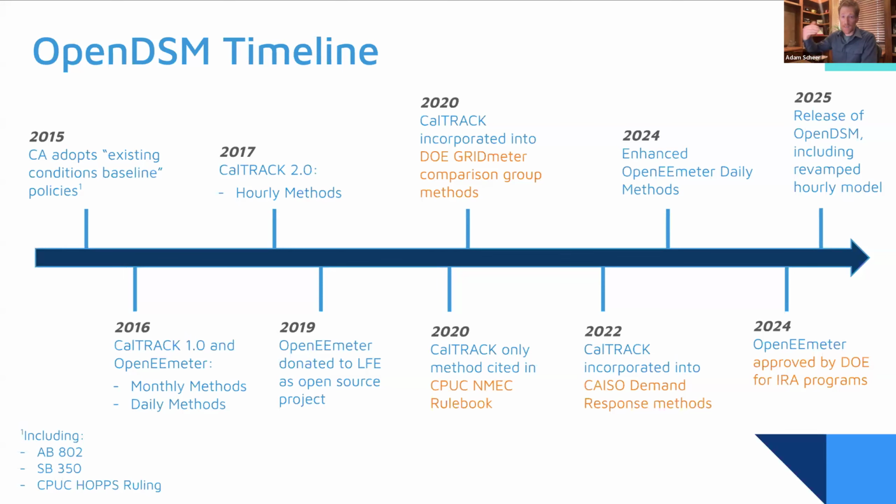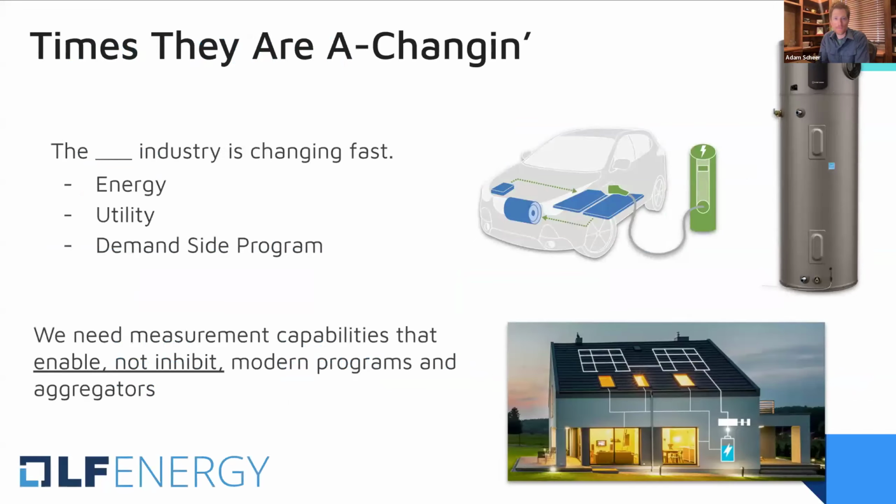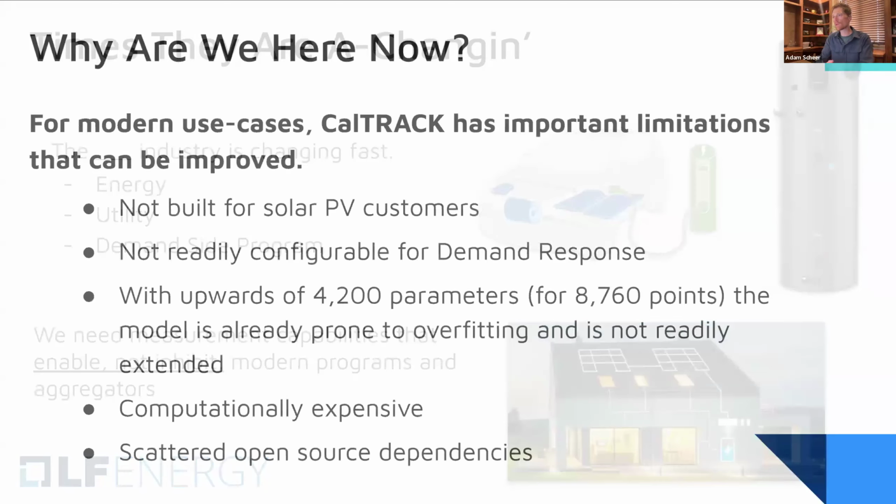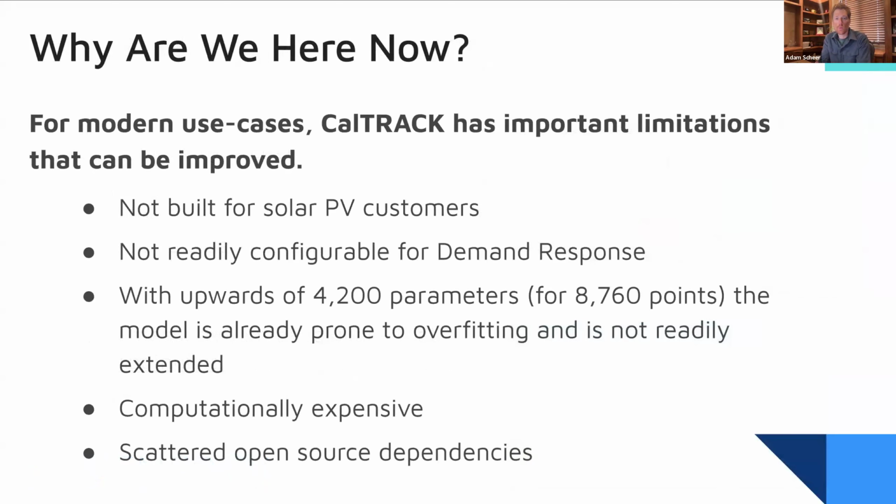So that brings us to today, where times are changing, of course, right? They always are. And those original CalTRACK methods that I mentioned are in need of an upgrade in order to handle things like building electrification, electric vehicle charging, solar PV homes. The CalTRACK methods really were not designed to handle any of these things or demand response for that matter. So for modern use cases, we need to address a number of limitations that are present in the CalTRACK methods. And I mentioned one already, they're not really built for solar PV customers. They're not configurable for demand response.